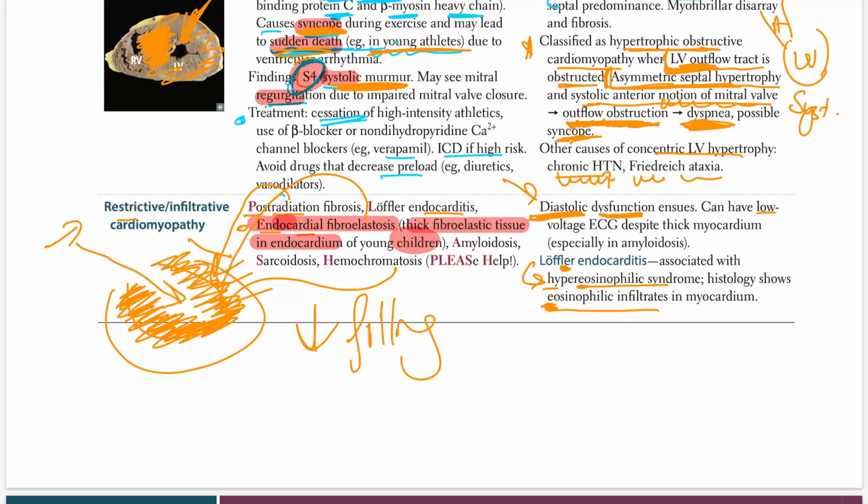What else might we have here? Other than this, we said we have low voltage. One thing is low voltage ECG. Other than that is diminished QRS amplitude. The other point you will see is they will have diminished or low QRS amplitude.